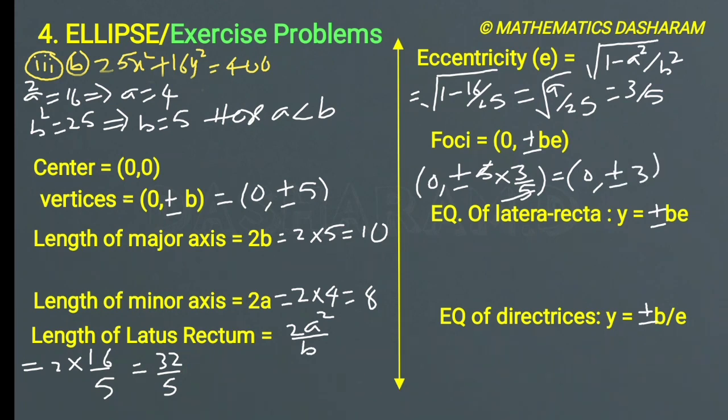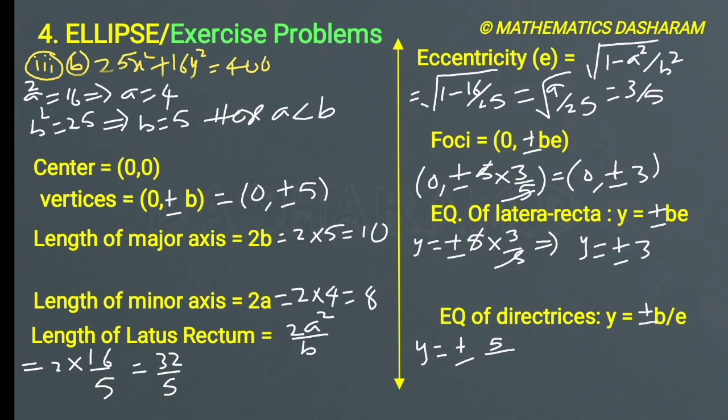Next, the equation of the latera recta, y equals plus or minus be. So y equals plus or minus b value 5 and e value, what is the e value here, eccentricity 3 by 5. So then 5 cancels, then y equals plus or minus 3. Next, the equation of the directrices, that is y equals plus or minus b by e. So y equals plus or minus b value 5 divided by e value 3 by 5. Then it implies y equals plus or minus 5 5s are 25 divided by 3.